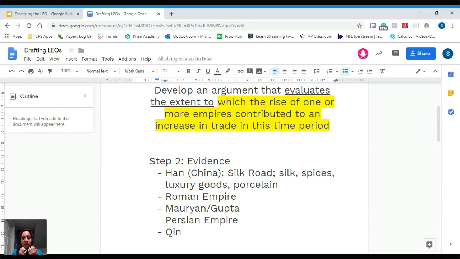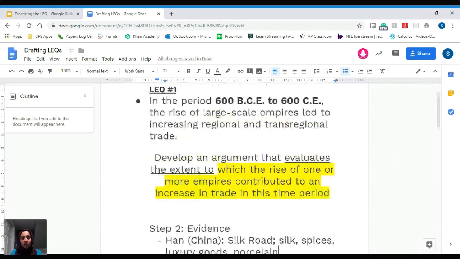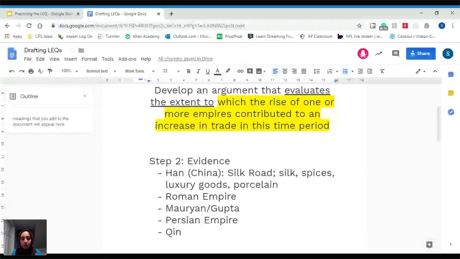So the Silk Road wasn't only regional, it was trans-regional, so it extended all the way far out west. So again, in this prompt, we have regional and trans-regional trade. We can include anything that's only inside that specific region, or we can say across regions. So the Silk Road is one of our biggest examples of this increase in trans-regional trade. We see that goods are being traded along the Silk Road to the Roman Empire and vice versa. That's a really solid piece of evidence.